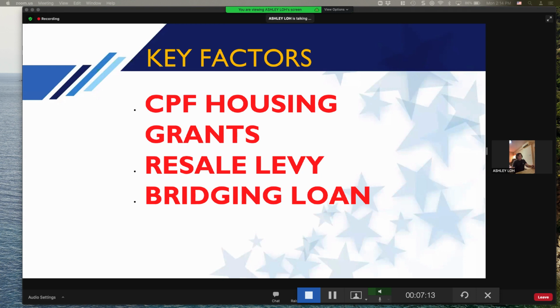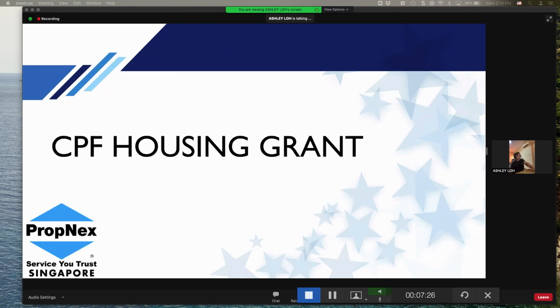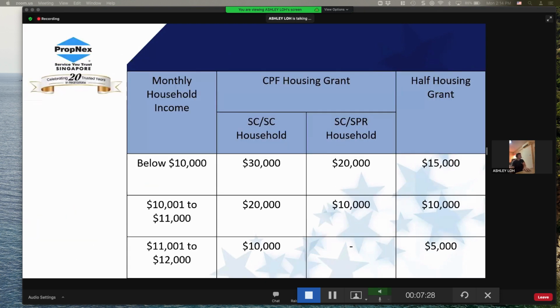So the key factors that will actually affect such calculations will boil down to your CPF housing grants, your resale levy for second timers, and your bridging loan for second timers. So for the CPF housing grant, as long as your clients have a combined income of below 10,000, they will get a 30,000 grant. If it's an SC SPR, 20,000, and if it's one first timer, one second timer, 15,000, and so on.